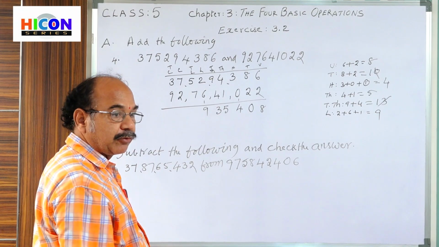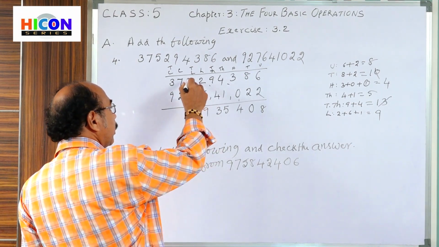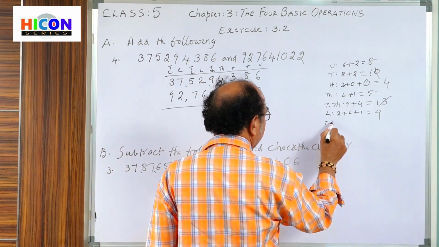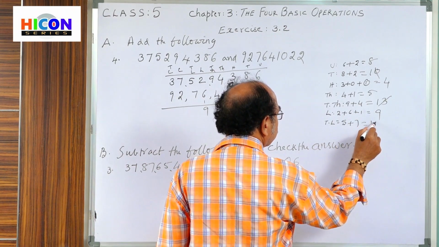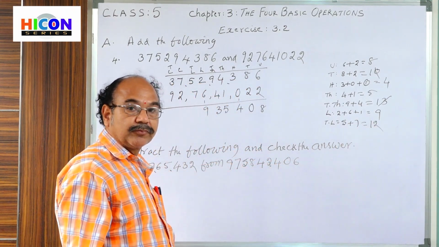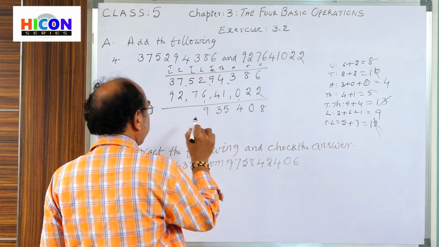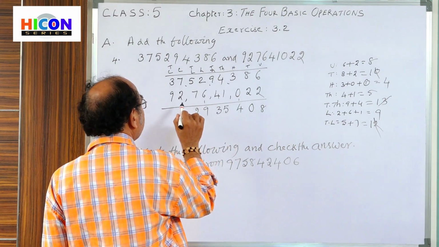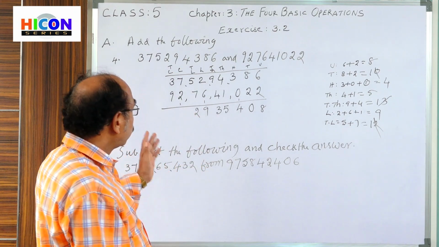Lakhs place over. Now come to 10 lakhs place. What are the digits of 10 lakhs? 5 and 7. 5 plus 7 is 12. So strike off 2 right here, and 1 is to be carried to the crores place.